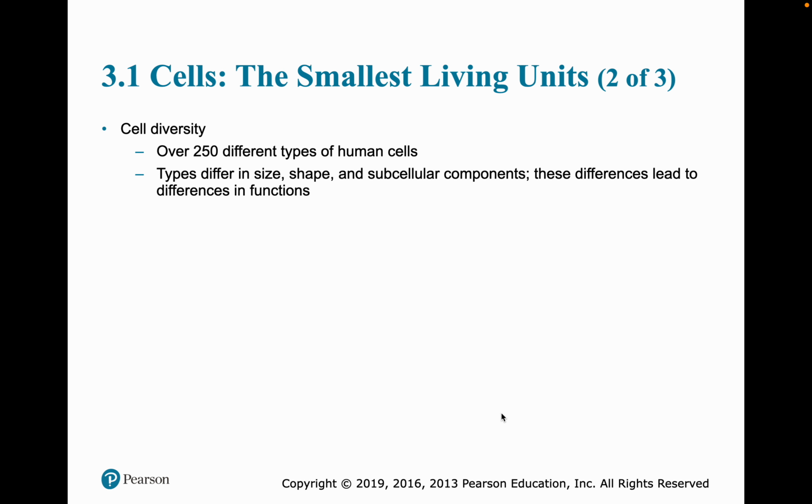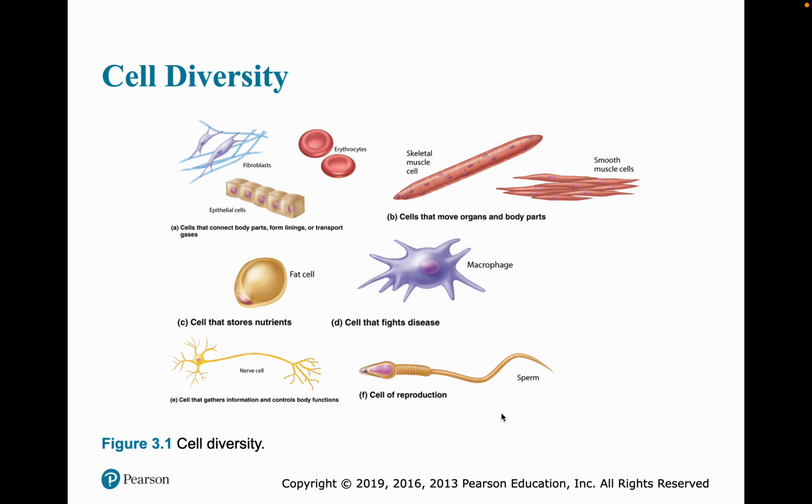There are at least 250 different types of cells in a human, and that's probably a low, conservative estimate. The types differ in size, shape, and some of their subcellular components, but they're all related to the specific functions that those cells have. So we've got everything from fibroblasts to erythrocytes, macrophages, cells of reproduction, nerve cells, many different kinds of cells.